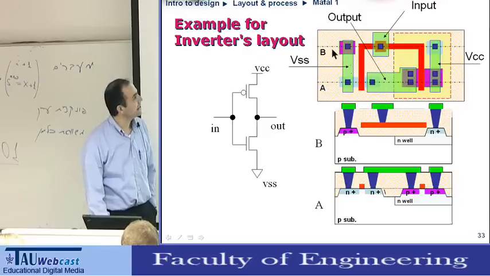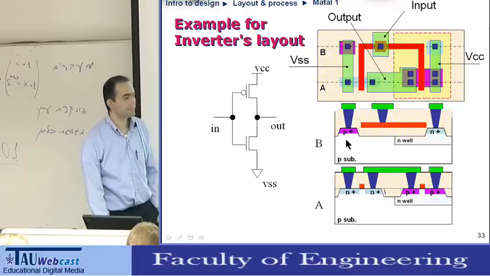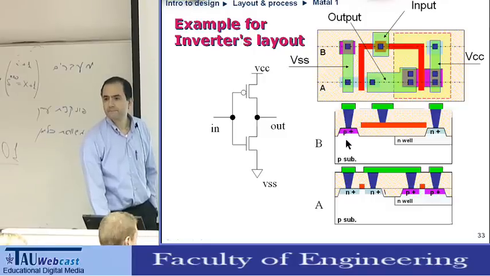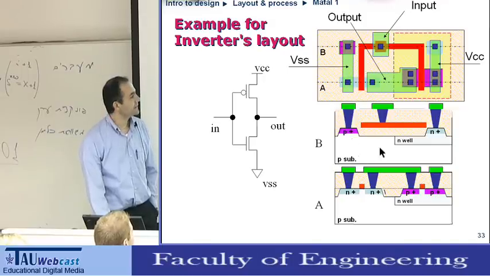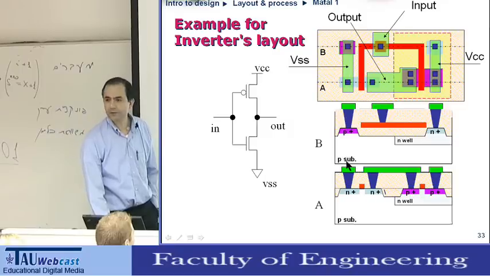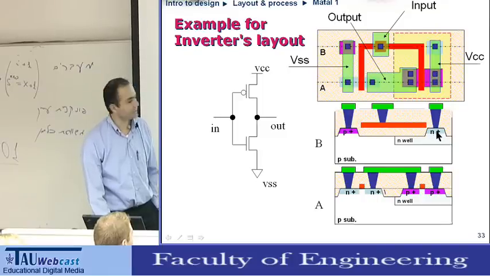On the other cross-section, what we see is this connection and this connection, this contact and this contact. We have P plus connected to the substrate. So what is this? This is in order to control the body of this transistor, in order to control the substrate voltage. And this one, N plus to N-well, is an ohmic contact. This is in order to control the body of this transistor.